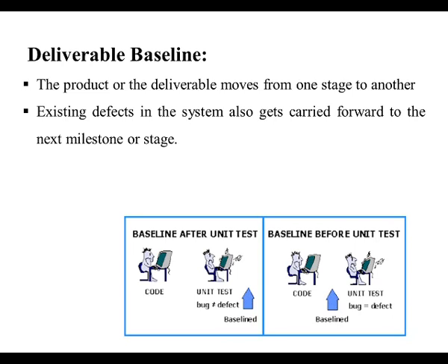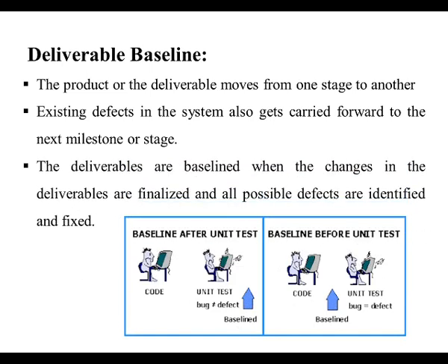Once the coding and unit testing have been completed, the developer hands over the code for system testing, and then you can say that the code is baselined and ready for the next milestone. Here in this case it is system testing. Basically, deliverables are baselined when the changes in the deliverables are finalized and all possible defects are identified and fixed. Then the same deliverable passes on to the next group who will work on it.